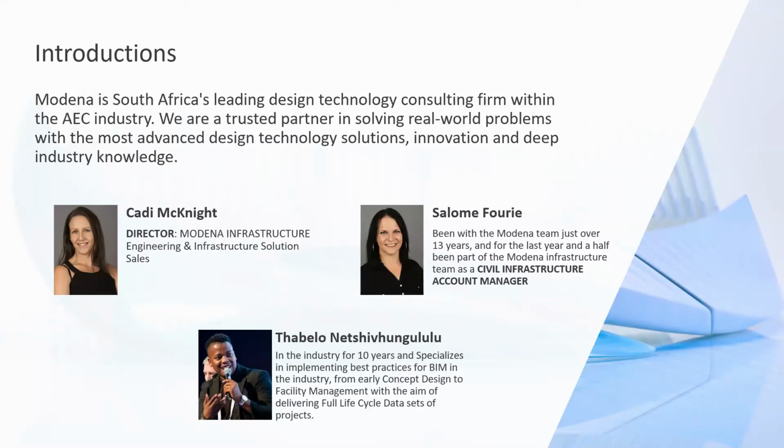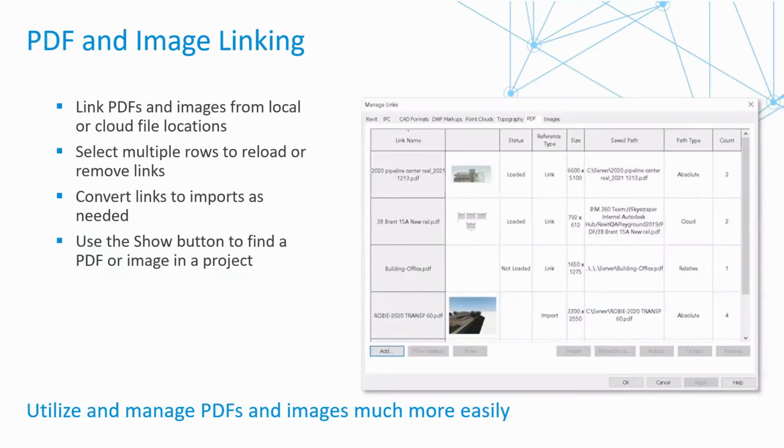Okay, so the first thing that I'll be getting started with are our platform features. These are features that are introduced to Revit generally for all the industry, but I've just selected a few that are specific to our discipline, to structures. And the first one I'm going to look at is our PDF and image linking.